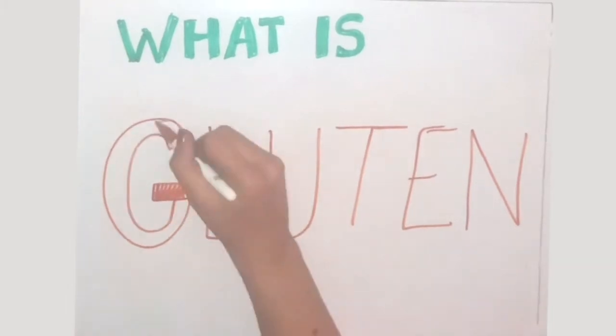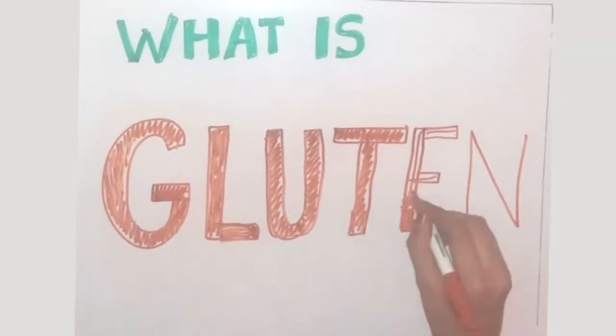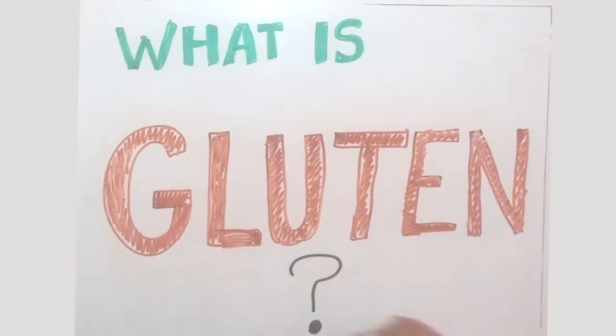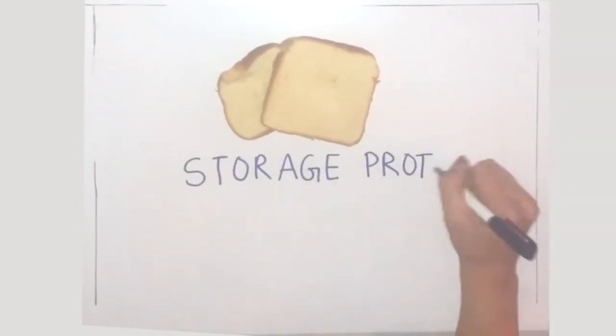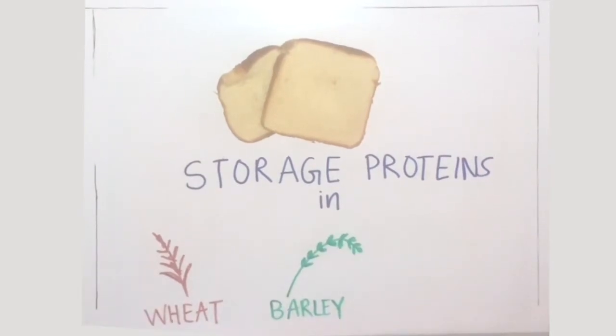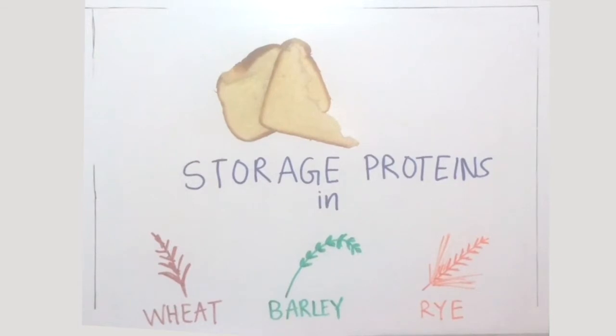Now, in order to understand what gluten does to a person with celiacs, we have to answer the question, what is gluten? You probably know it is in bread. However, gluten is the storage proteins in wheat, barley, and rye. So yes, it is in bread, but it's also in so many other things.